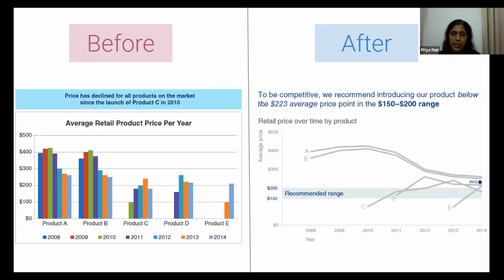And what is the statement that they have made in the title? That is, to be competitive, we recommend introducing our product at the 223 average price point, and that is between the 150 to 200 range, right? So they are recommending that our product price should be below the average price, and they are giving a range between 150 to 200.